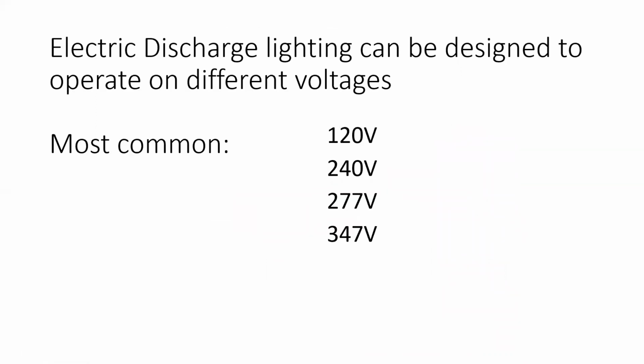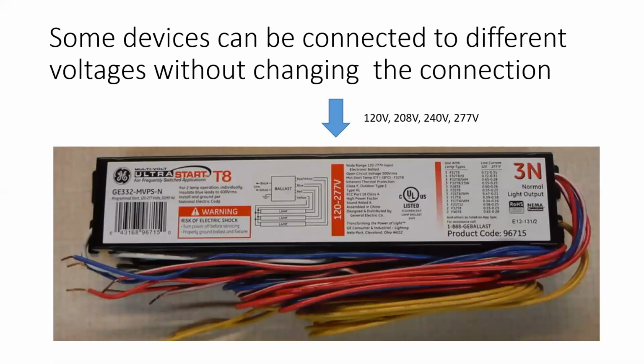And just like the fluorescent fixtures, electric discharge ballasts can be designed to operate on different voltages, the most common being 120, 240, 277, 347. Fluorescent fixtures would simply do this automatically. So this one says 120 to 277, as in you can connect any voltage from 120 to 277 to the two black and the white conductor, and this thing will simply sort it out and determine how to adjust for the voltage you've given it.